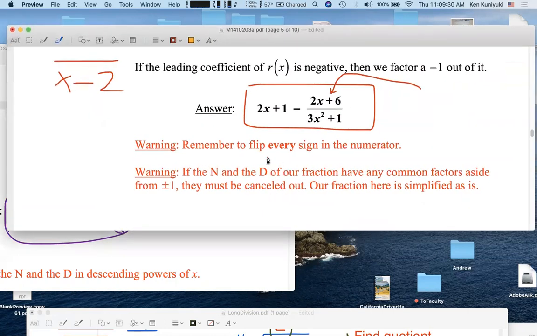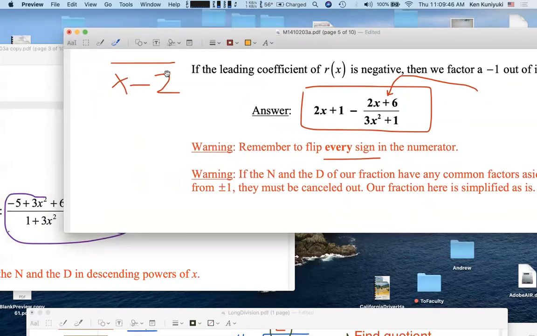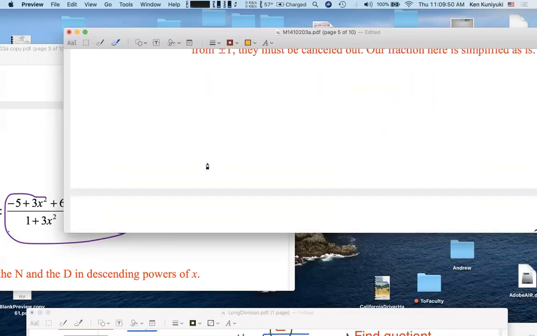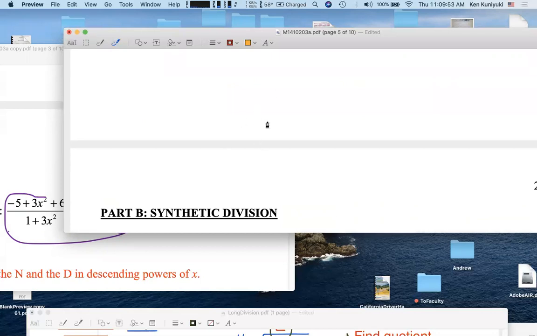Again, up here, watch your signs, all right? And also, if there are any common factors on the top and bottom, cancel them out. For example, if you have x as a common factor on the top and the bottom, cancel them out. That's somewhat rare, but it happens sometimes. And watch your signs. All right, once again, next up, if the divisor is very nice like this, you might be able to use synthetic division as an alternative. That's next time.